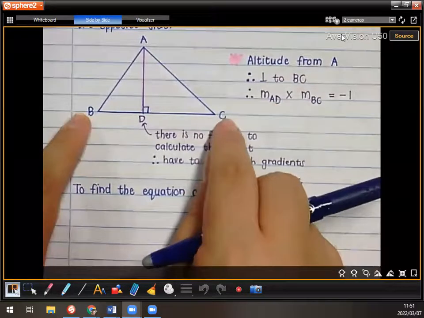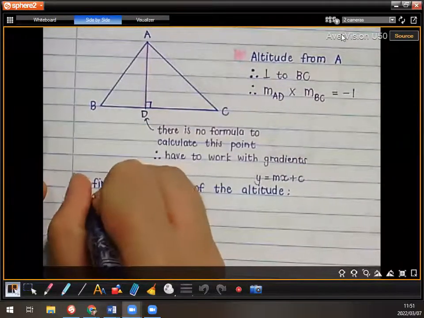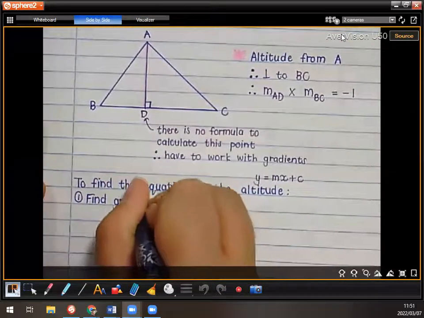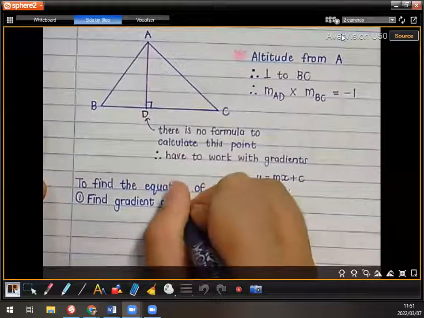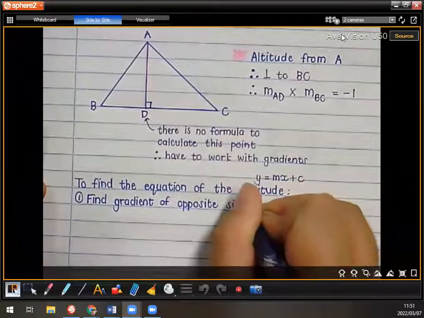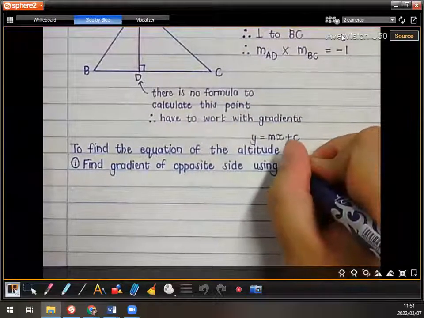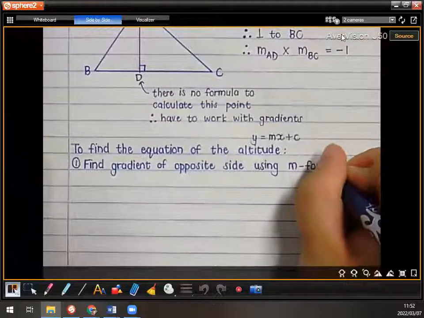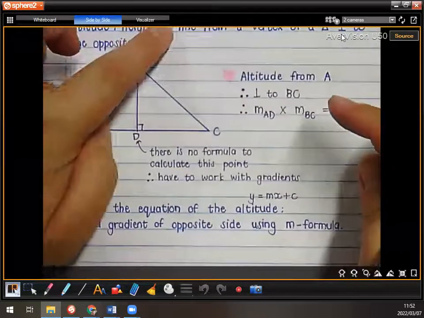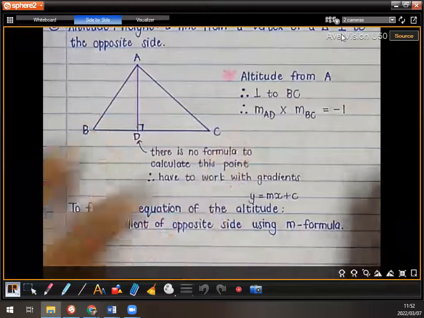Right, so the first step for this is going to be to find the gradient of the opposite side. Step one, find the gradient of the opposite side using the m formula, the gradient formula, change in y over change in x, because they're going to give us B and C. Remember, they always give us the 3 points of the triangle, so we can find the gradient of this one because we have those 2 points.